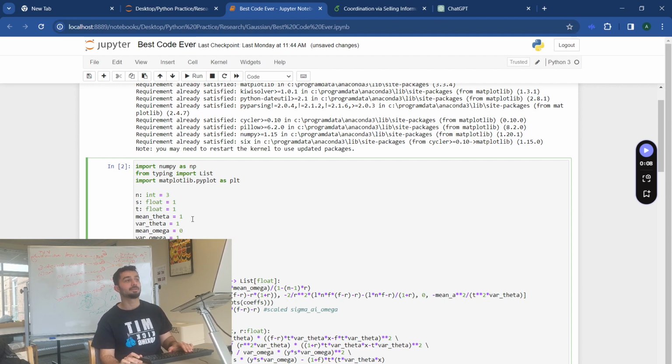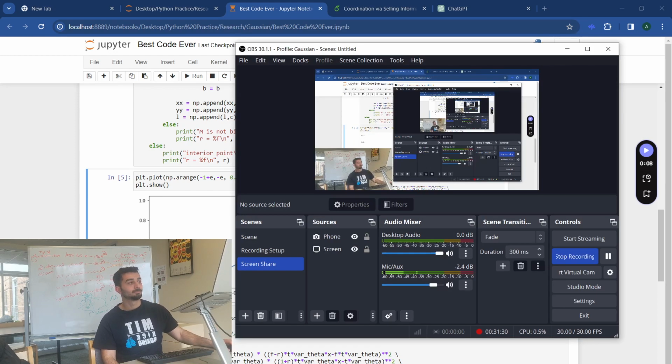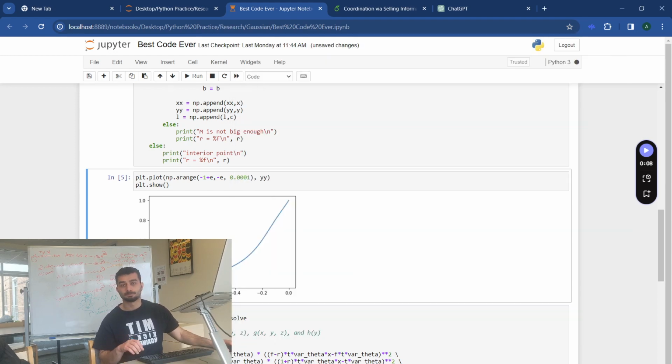I don't think there is any point in changing T sigma theta I squared and S sigma omega squared. But let's see this. Okay, it takes some time. Takes some time, guys. Be patient.